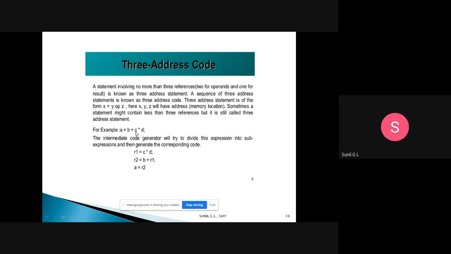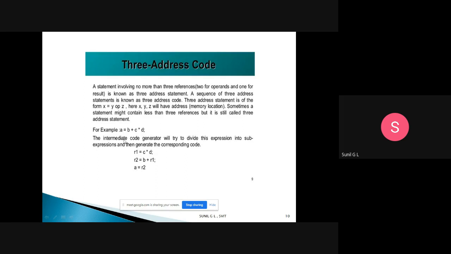we divide this expression into sub expressions. Okay, so how will we divide this? c star d will be calculated first, and that will be stored in R1. So the multiplication result will be stored in R1. Intermediate memory like that we call a register. So here c star d will be calculated, and that will be stored in R1.